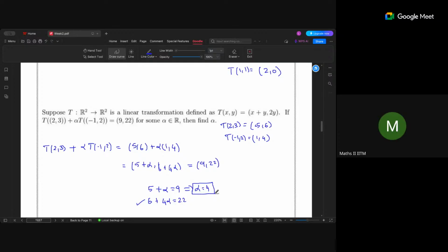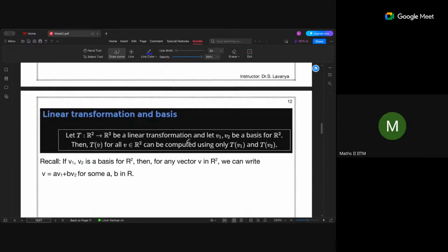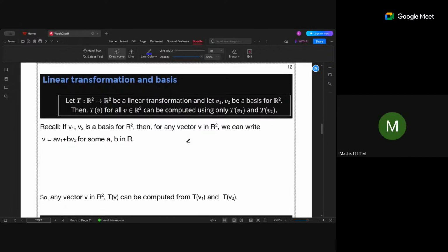Okay. Is this fine? Yes, ma'am. Okay. So, linear transformation and basis. How can we compute the linear transformation if we know just T of V1 and T of V2? Suppose we have some basis for R2. Can we find the transformation if we just know the transformation of only these two vectors? Is that possible? That is the important question next.